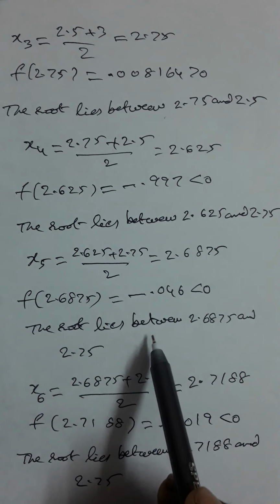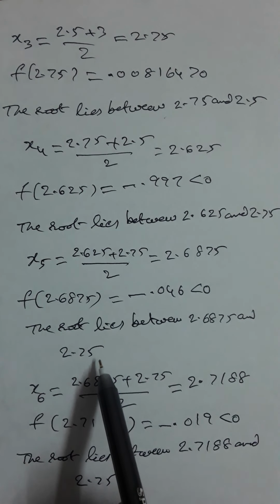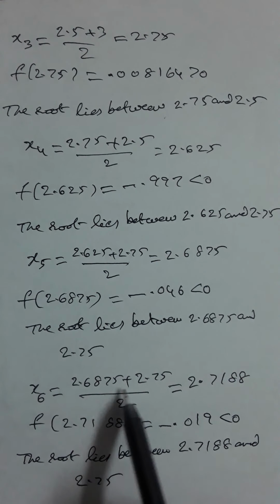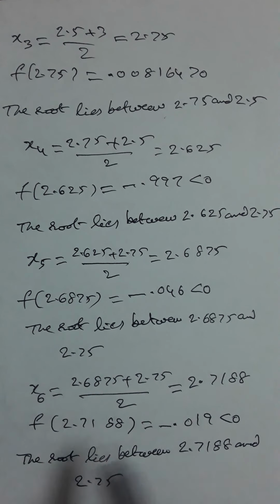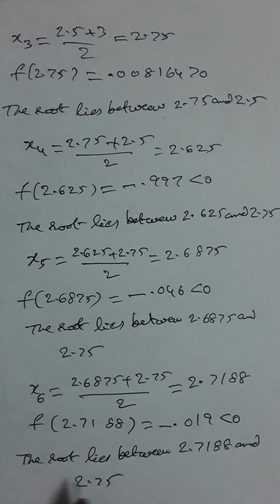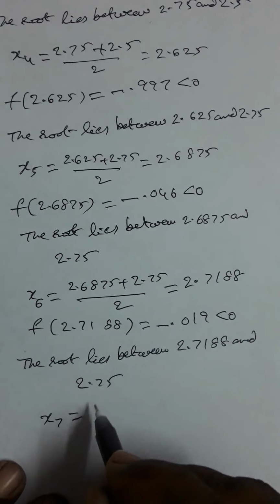The root lies between 2.6875 and 2.75. Now x6 is equal to 2.6875 plus 2.75 by 2, 2.7188. f of 2.7188 is equal to minus 0.019, less than 0. The root lies between 2.7188 and 2.75. So x7 is equal to the average of those two values.